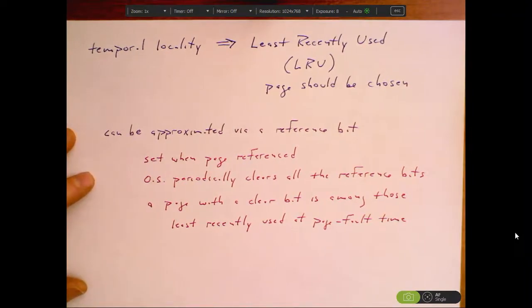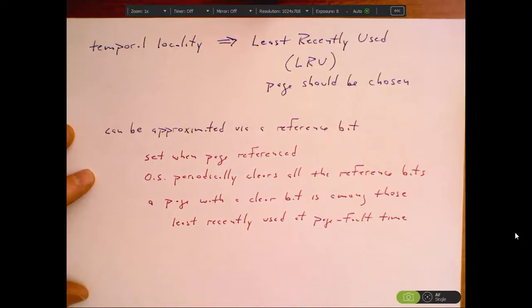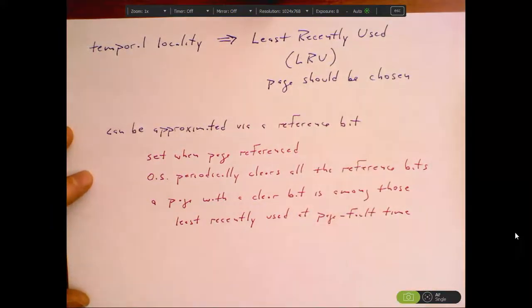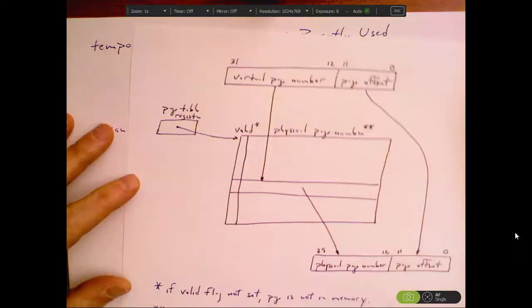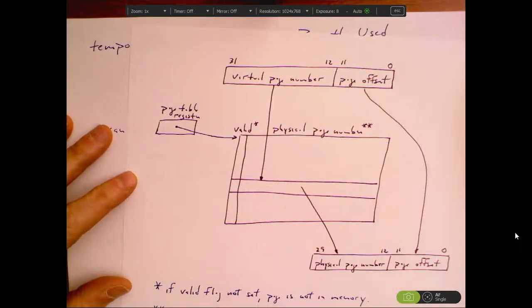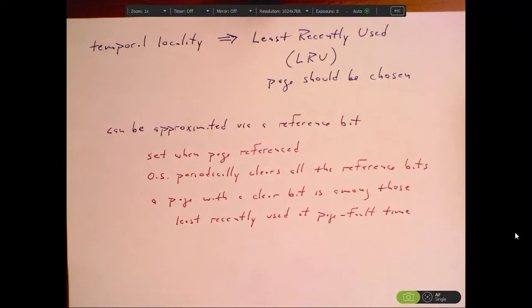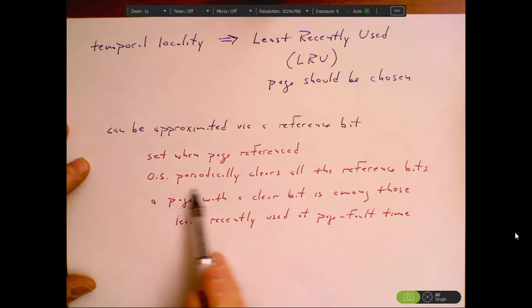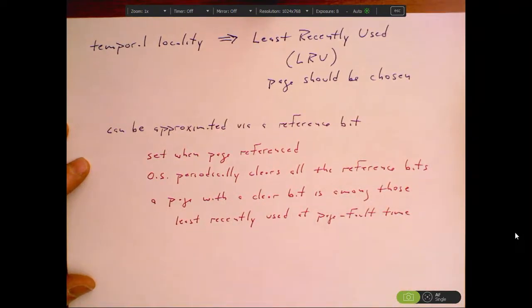So we can approximate which page is least recently used by the following approach. We could keep a reference bit for each page. So again, if we go back to the page table diagram, I could add another field to a page table entry, which is the reference bit, which simply tracks whether a page has been referenced or not. So every time we access the page, we set that bit. And the trick here is the operating system will periodically clear all the reference bits. So it'll periodically come through and just clear everything.